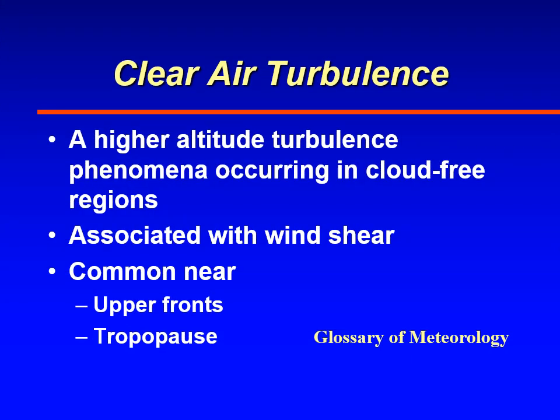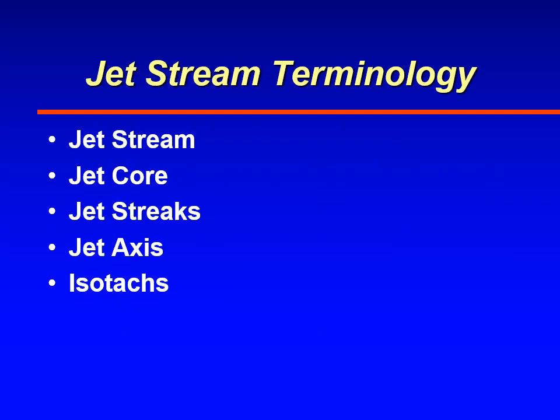Here's another definition. This is straight from the Glossary of Meteorology. It says it's turbulence that happens at high altitude, usually in clear cloud-free regions, but it is associated with wind shear, and you'll find it in upper fronts and tropopause. Remember those two common locations of clear air turbulence. We're going to be spending a lot of time talking about those.